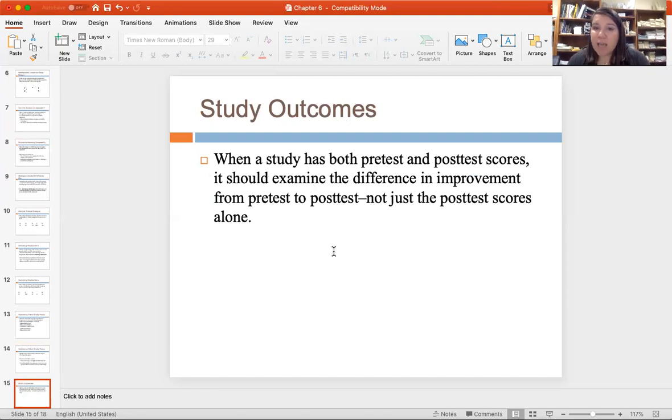So when a study has both pre-test and post-test scores, it should be used to examine the difference of improvement from pre-test to post-test, not just the post-test scores alone. You want to look and see if there were changes from pre-test to post-test in both the intervention and the control group, as well as the differences in the post-test scores.